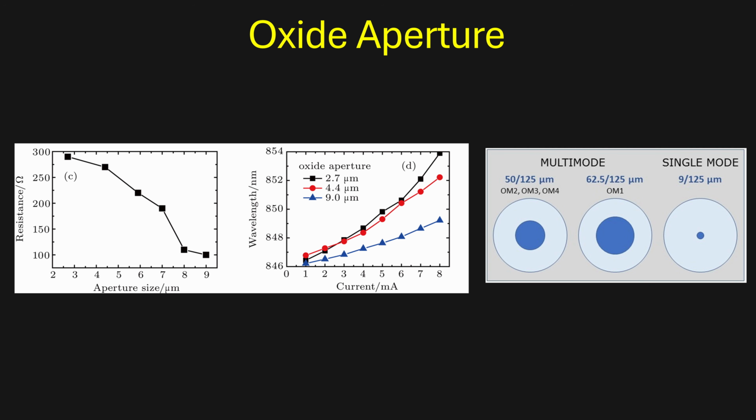A smaller aperture results in lower order transverse modes, and to create a single mode VCSEL for a 9 micron single mode fiber core, the aperture must be below 4 microns in diameter. However, a wider aperture results in lower resistance and much higher power, so the majority of VCSELs are manufactured with wider apertures for use with multimode fiber.